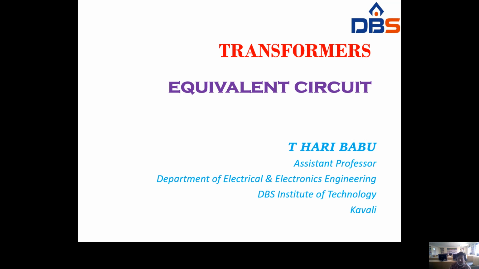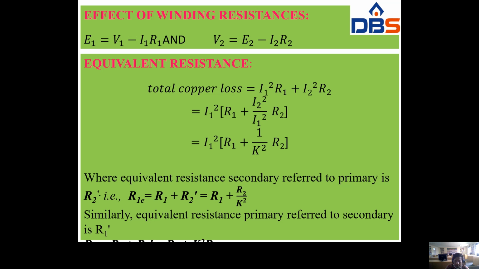Now go for the equivalent circuit of a single phase transformer. For effect of winding resistance, E1 is equal to V1 minus I1 R1. As usual, we know that V2 is equal to E2 minus I2 R2.